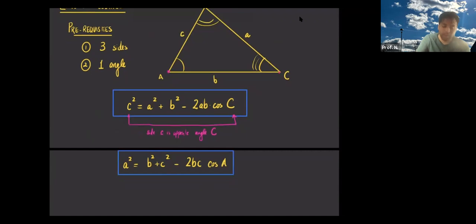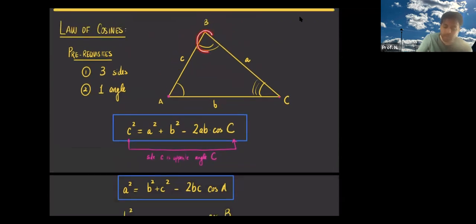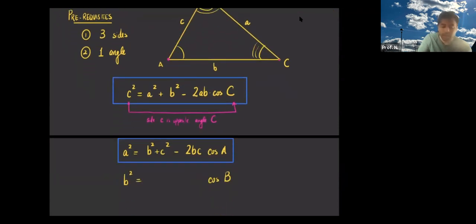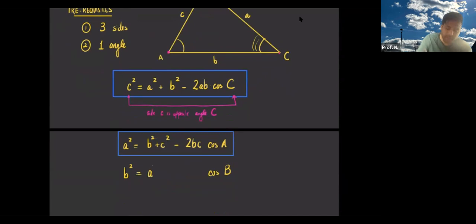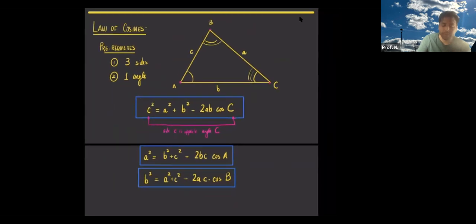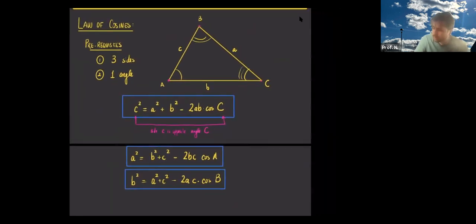Finally, what if I want to use this side here and this angle here and pair these up? So this becomes b squared, and this becomes cosine of big B. Look at the angle B. The sides that are not opposite to this vertex B are a and c, so they're going to be left over in this expression: a squared plus c squared minus 2ac. Okay? That's all it is. This is the law of cosines.